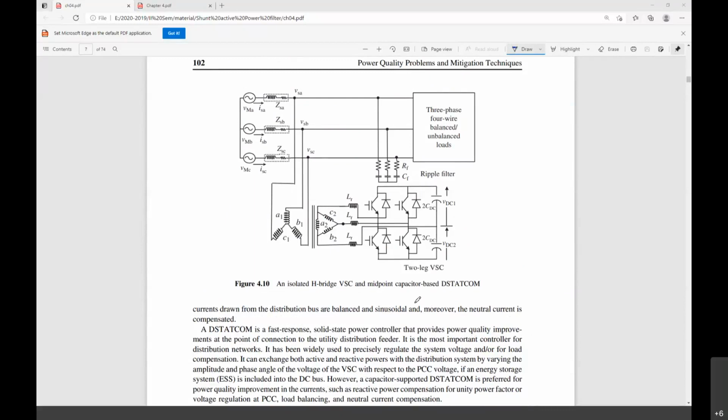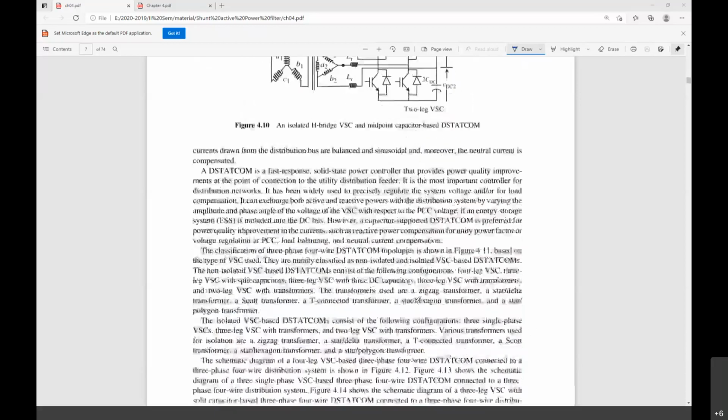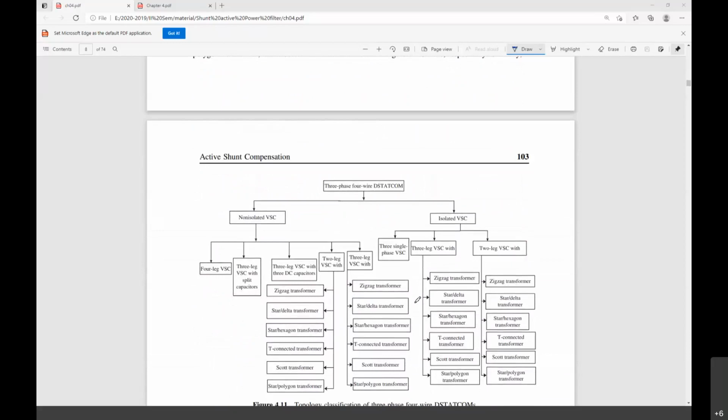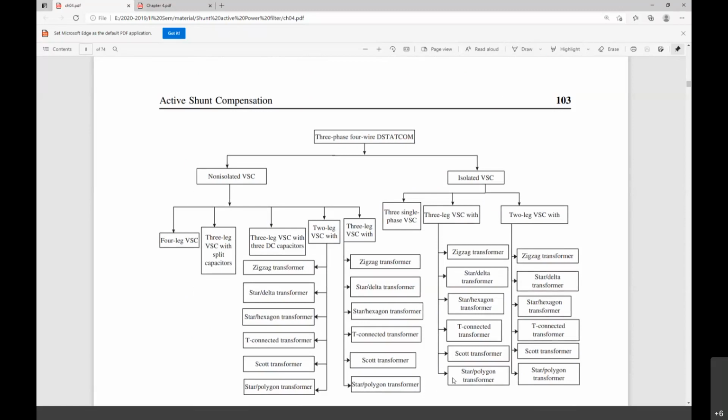We have seen the topologies related to the three-phase three-wire system. Now we are going to look at the three-phase four-wire D-STATCOM. In the earlier case of the three-phase three-wire system, you have seen a non-isolated VSC and an isolated VSC. Basically, this isolation is between the AC side circuit and the voltage source converter.